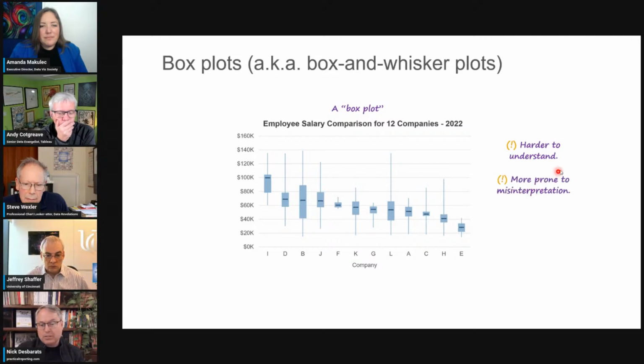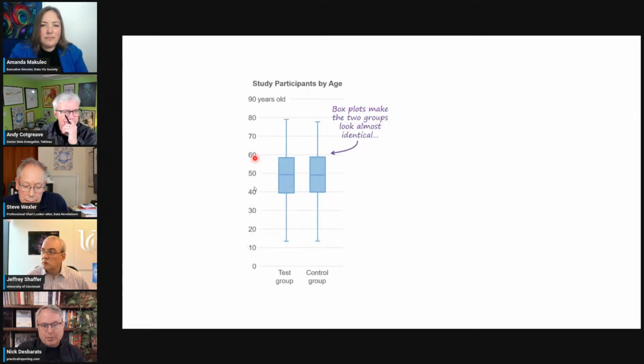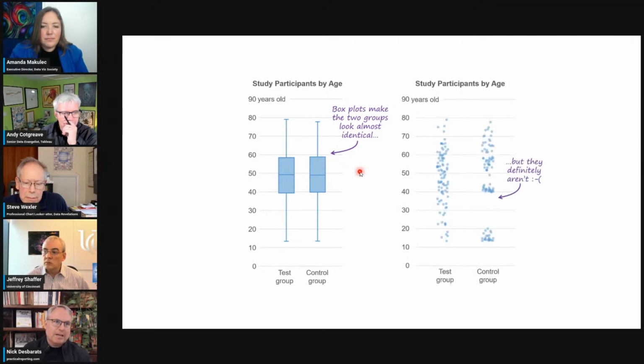They're more prone to misinterpretation. I've seen this happen many times, and in fact, there's some research which also supports this. And they tend to conceal important distribution information. For example, if I have a box plot like this, it looks like these 2 data sets are essentially identical. But if I look at them as a jitter strip plot, I can see that actually they are not, right?